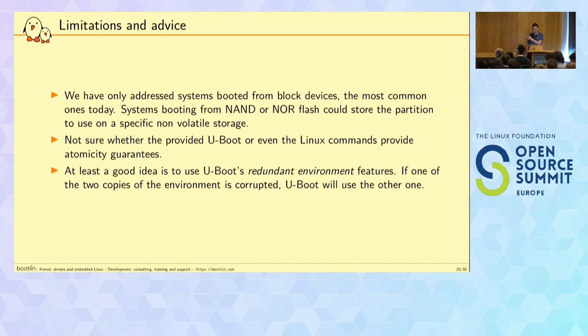Another limitation of the approach here, I'm not sure whether U-Boot or even the Linux commands will provide you with atomicity guarantees. So some things could go wrong when you apply the update, if you lose power during the update, during the toggle. We are not immune to issues here. So at least a good idea could be to use U-Boot's redundant environment features. If one of the two copies of the environment is corrupted, U-Boot can still use the other one. It's not only on flash storage, where it's commonly used, but you could also have it on block storage, have two copies of the environment, and U-Boot will have a valid environment to boot from.